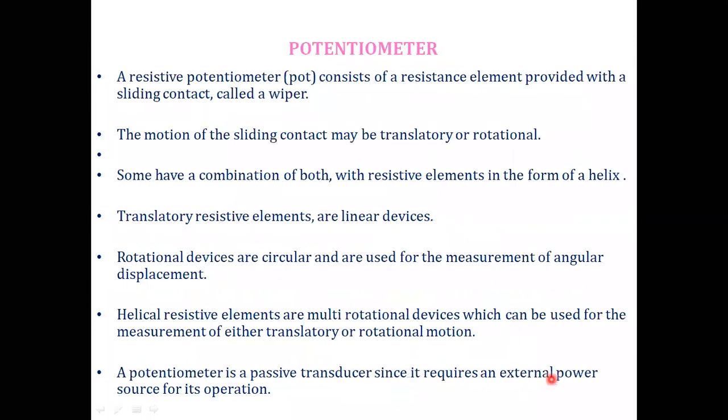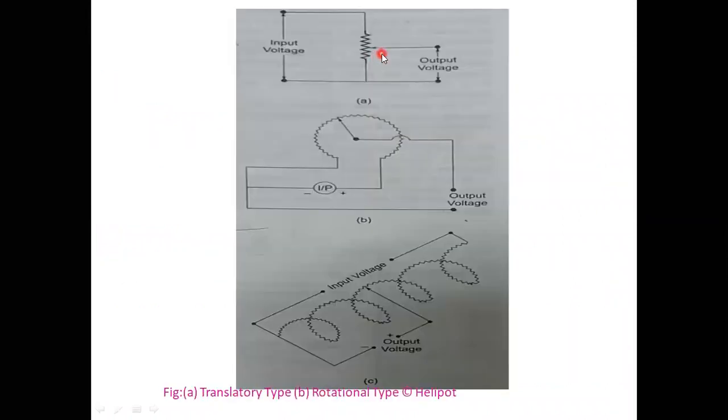And potentiometer. The resistive potentiometer, which in short we can call POT, consists of a resistance element provided with a sliding contact called the wiper. The sliding contact, this is called the wiper.